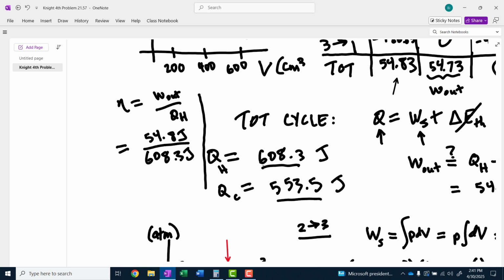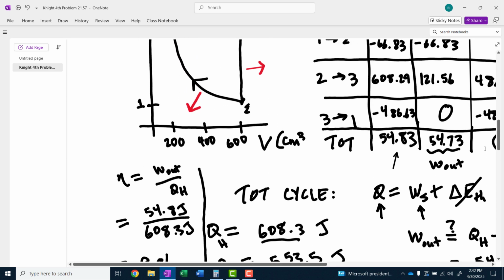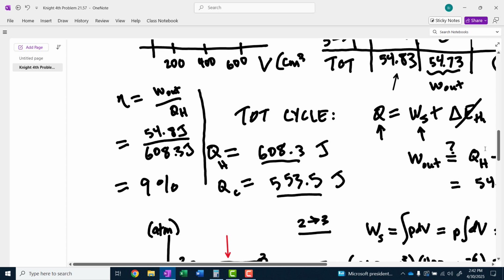Oh, my solar powered calculator. What happened? It's not even working. Okay. 54.8 divided by 608. Whoa, 9% efficiency? What a lousy engine. This is definitely not made in the USA. Or maybe it is, I don't know. Just not a very efficient cycle, and that isn't the number that the publisher got.